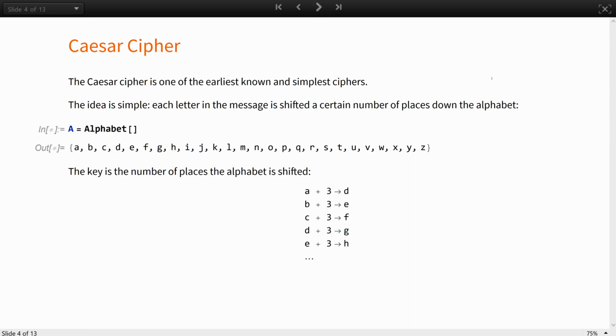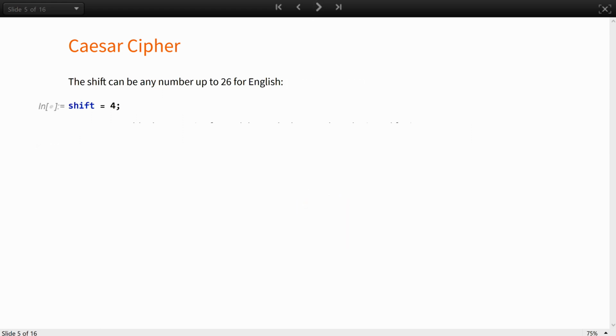The Caesar cipher is one of the earliest known and simplest ciphers, named after Julius Caesar, who used it to communicate confidential matters with his circle. The idea is simple. Each letter in the message is shifted a certain number of places down the alphabet, and the key is the number of places the alphabet is shifted. Records say Julius Caesar himself was using a shift of 3 places, so A would become D, B would become E, and so on. In general, the shift can be any number up to 26, which is the length of the English alphabet. Let's try it with a shift of 4.